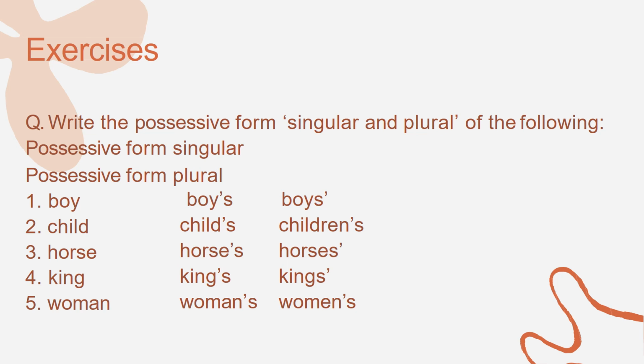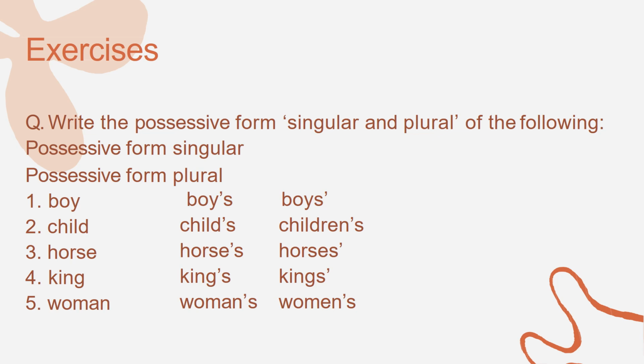The next one is horse. The singular will remain as it is, and the plural will be horses. Since we have already added s, we will only add apostrophe in the case of plural, while the singular one will be horse's with apostrophe s. Same goes for king. We add apostrophe s with king and only apostrophe with kings because it is already ending with s.